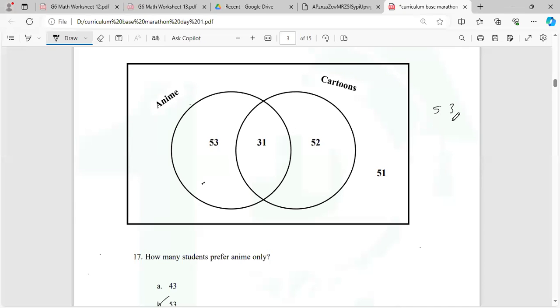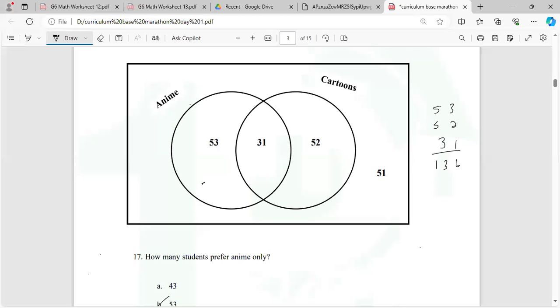Okay, so 52, 53, and 31. Yes, sir. I never knew what the number in the corner of the box was doing there. I don't know what it was for. It just means that they don't like anime or cartoon.